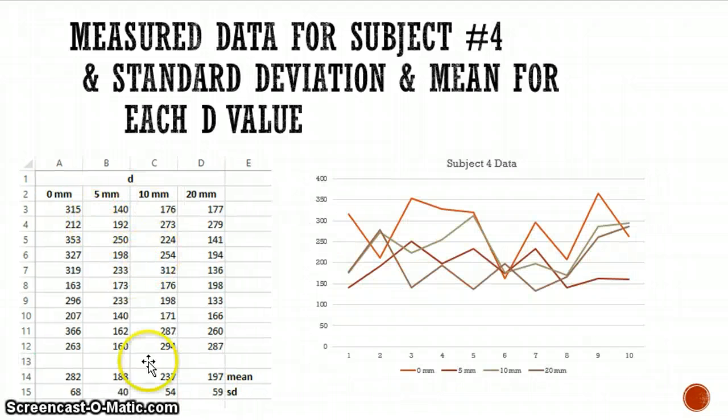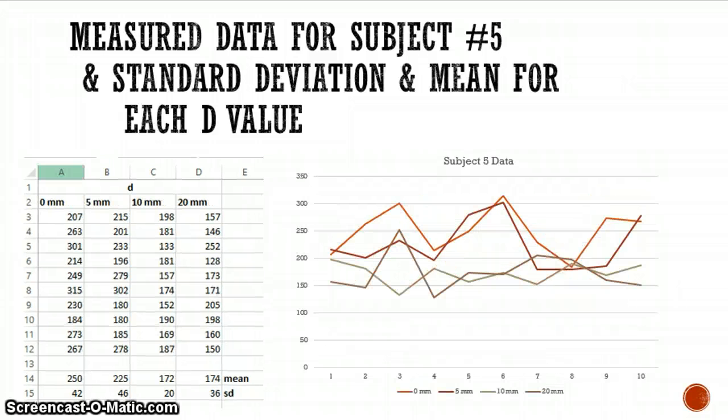For subject number 4, here is the data that I plotted on my left, and on my right I plotted the data into a graph. For subject number 4, my D at 0 millimeters, my mean is 282, my standard deviation is 68. For D at 5 millimeters, my mean is 188, my standard deviation is 40. At 10 millimeters, my mean is 237, my standard deviation is 54. At 20 millimeters, my mean is 197, my standard deviation is 59.